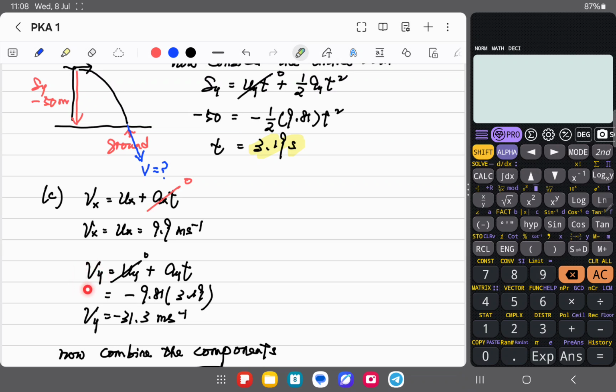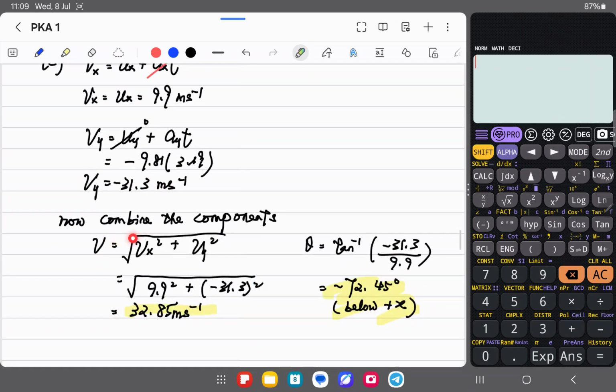But for the y direction, the final velocity will change due to the acceleration of gravity. So v equals u plus at. Initially we don't have an initial velocity along the y direction. Our ay, the acceleration for component y, is negative 9.81. As the object strikes the ground, the time taken is 3.19. So we get the final velocity component y is negative 31.3 meters per second.